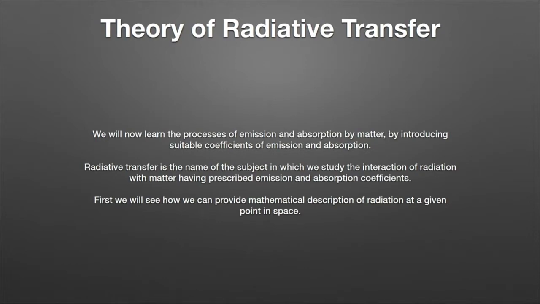Now we know that matter can both emit and absorb radiation. So now we will study the processes of emission and absorption by matter, by introducing suitable coefficients of emission and absorption. Radiative transfer is the name of the subject in which we study the interaction of radiation with matter having prescribed emission and absorption coefficients. First we will try to visualize and see the mathematical description of a radiation at a given point in space. Like we'll try to find the equation for a radiation at a point. Next slide.